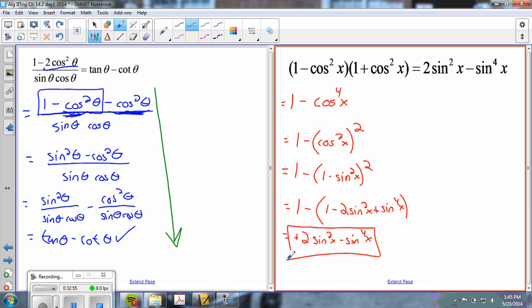Yeah, Katie? Is that like from log where you can make the exponent the coefficient? Kind of. It's sort of the same idea. Yeah.